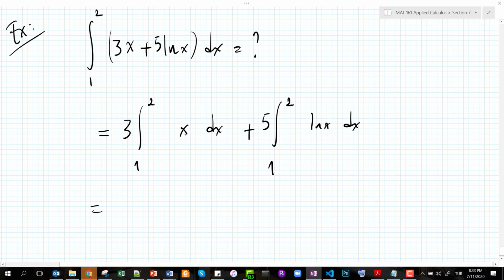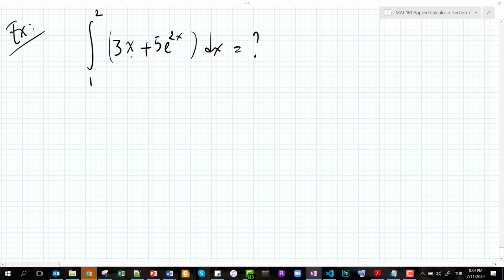So now I can take the integral of x. If I use the power rule, that's going to be my integral: x squared over 2, and then the 3, and then the endpoints. This is my antiderivative, as you know now. 5 times, what is the antiderivative of ln x?